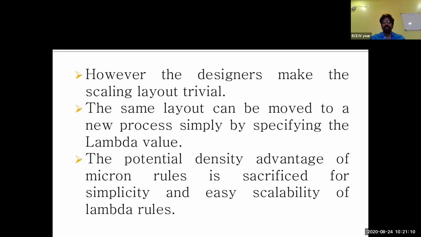So now the potential density advantage of Microwind rules is sacrificed for the simplicity and easy scalability of the lambda rules. Why are we mostly using lambda rules compared to the Microwind rules? Because with the Microwind rules, the potential density is very important. It talks about the denser nature of the devices. That can be minimized with the help of the lambda rule. So that's why they have sacrificed that and gone for simplicity. That's a simple way of using the design rules with the help of lambda rules.